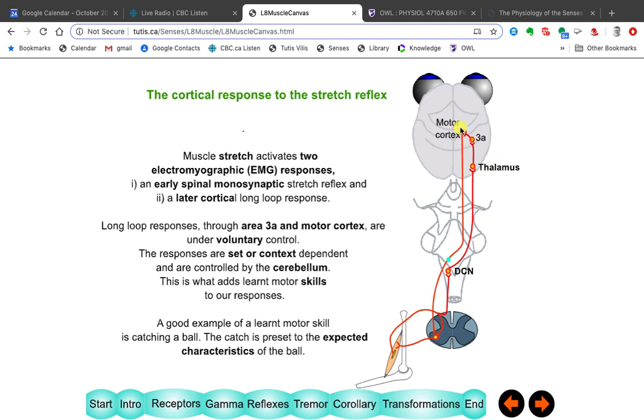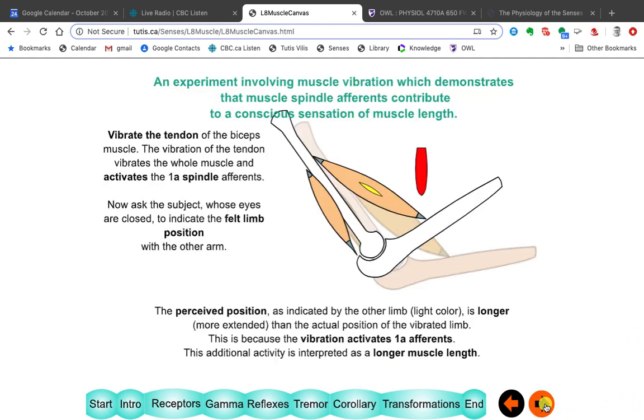But most times it adds the little bit of skill that you need for throwing a ball and catching it. We did two experiments here. The second one that we did was vibrate this tendon here. Vibrating this tendon is not the important thing. It's that vibrating that tendon stretches this muscle and activates the spindle.